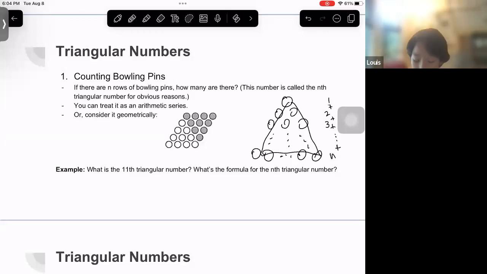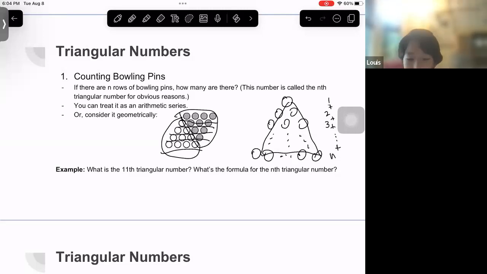You can also treat it geometrically. Suppose that we just put one of them here and the other one upside down like this. So obviously this is a parallelogram. So there are 1, 2, 3, 4, 5. In this case, when n is equal to 4, we have 5 rows.